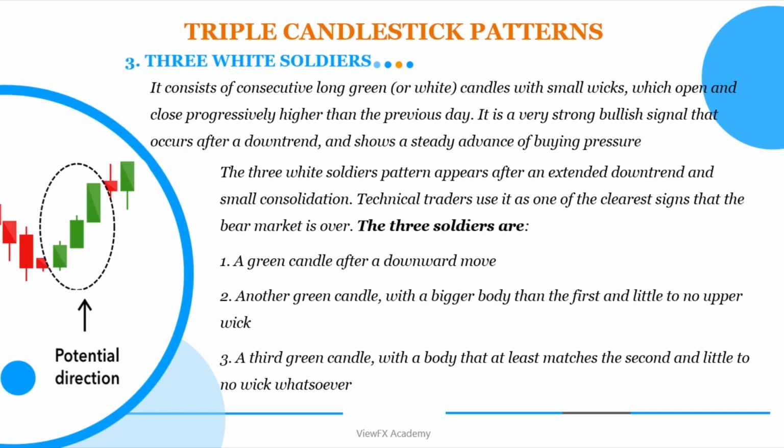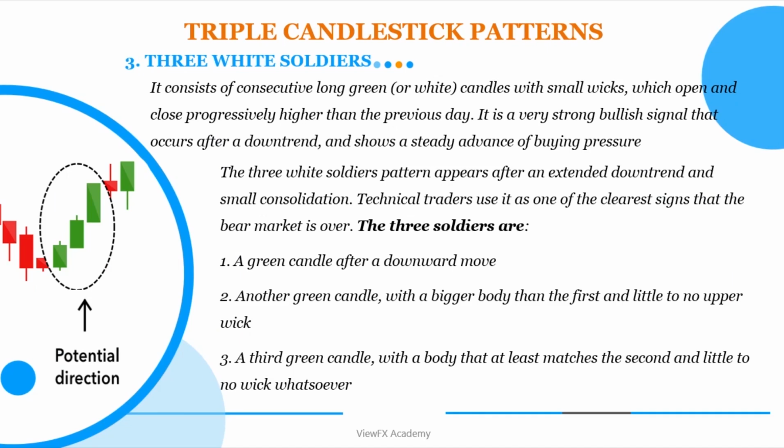3 white soldiers. It consists of consecutive long green, or white, candles with small wicks, which open and close progressively higher than the previous day. It is a very strong bullish signal that occurs after a downtrend, and shows a steady advance of buying pressure. The 3 white soldiers pattern appears after an extended downtrend and small consolidation. Technical traders use it as one of the clearest signs that the bear market is over.